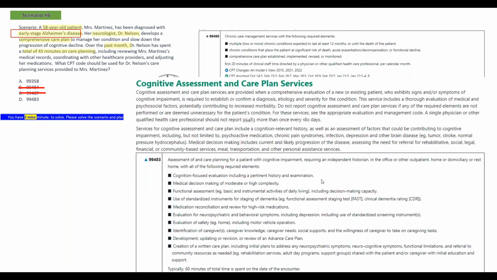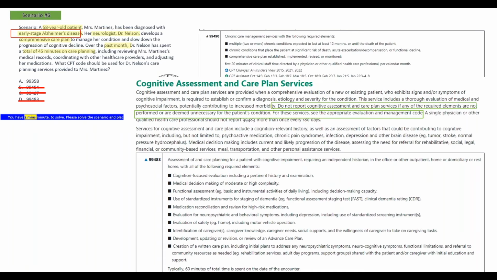And if you look into the guideline under cognitive assessment and care planning, you can see: do not report cognitive assessment and care plan services if any of the required elements are not performed or deemed unnecessary for the patient's condition. For these services, see appropriate evaluation and management codes. So this guideline also states that if all these elements are not mentioned, we cannot code for cognitive assessment and care plan services. We have to go and check our code in the evaluation and management code series.